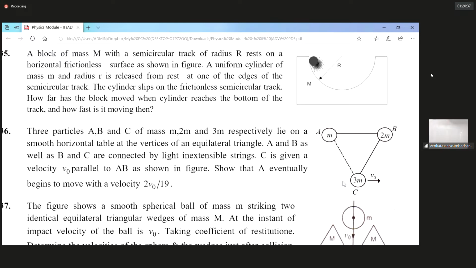Sir, can you solve this one? Can I stop the screen share? Yes, sir. Yes.